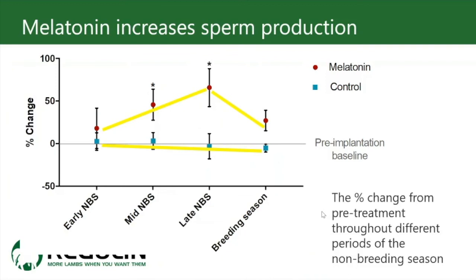What we saw in sperm production, so this is the amount of sperm per ejaculate, right from within 7 days, early in the breeding season, mid-breeding season, late non-breeding season, there was an increase in the amount of sperm per ejaculate compared to the baseline, and even into the breeding season, that remained higher.